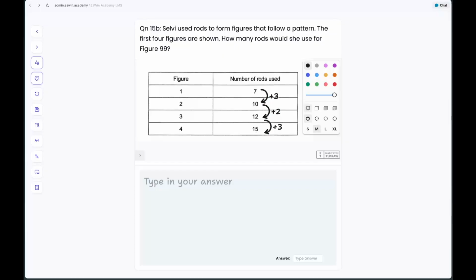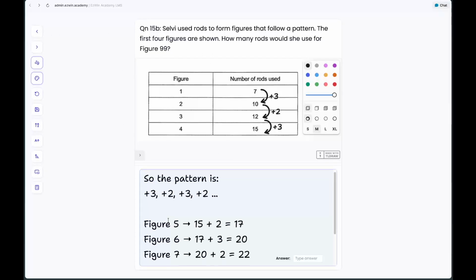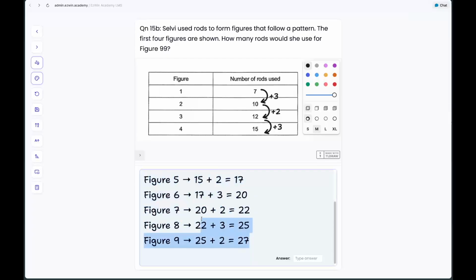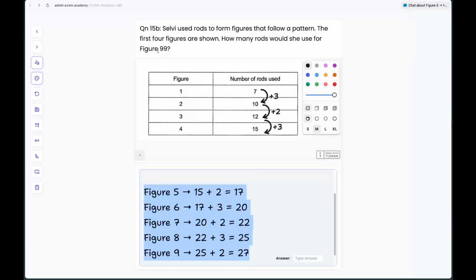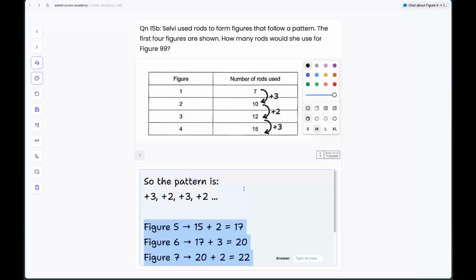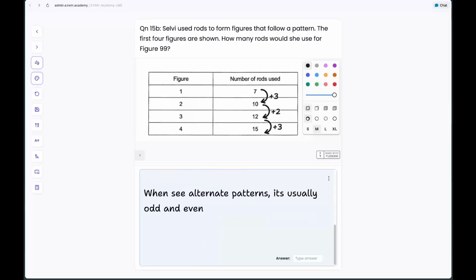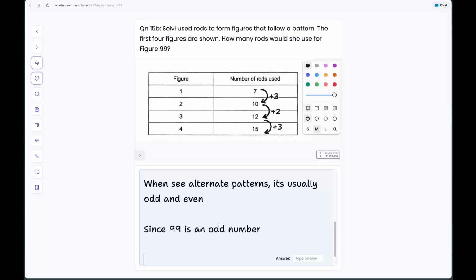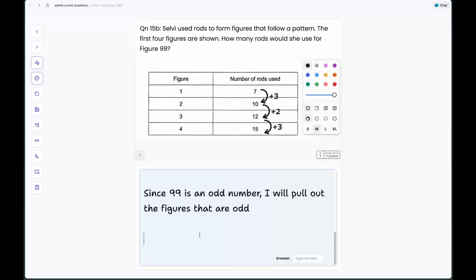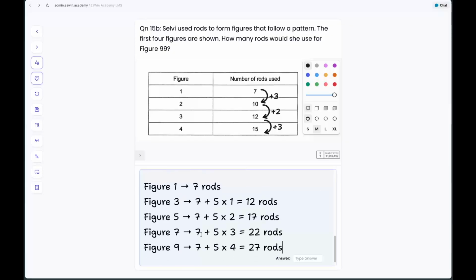So at the same time, if I were to continue, because this is part B, I have all the figures from part A, and you could see this pattern. So the thing is that usually when you see alternate patterns, it's usually like odd and even. So if I were to just go from the question, since 99 is an odd number, I will pull out the different figures that are odd, which in this case is basically figure 1, 3, 5, 7, and 9.